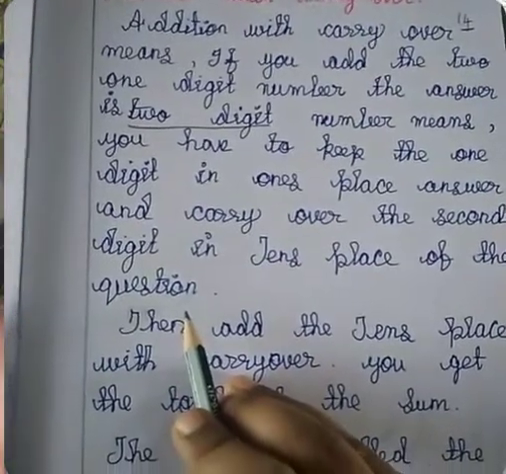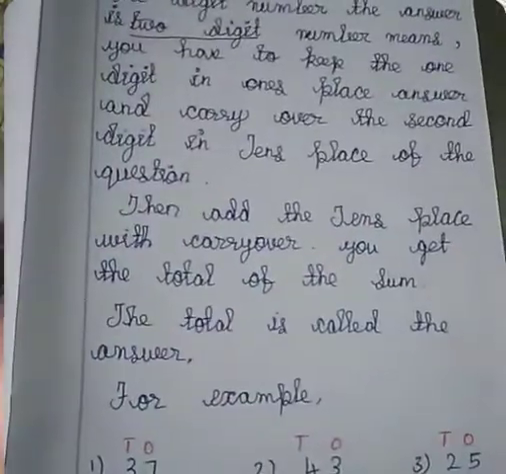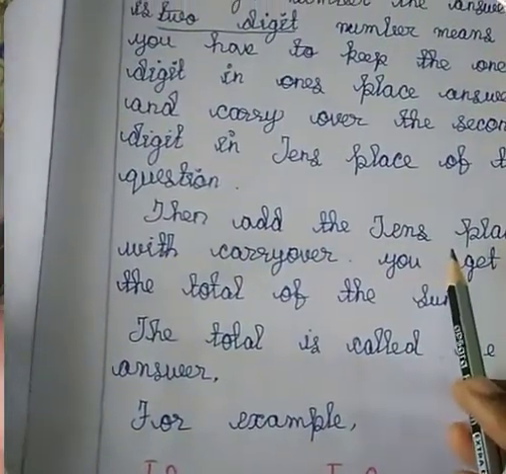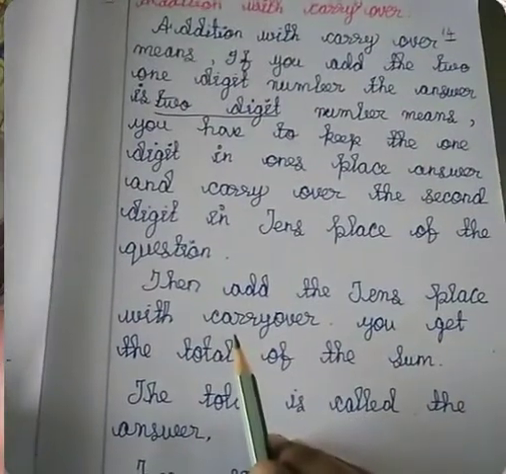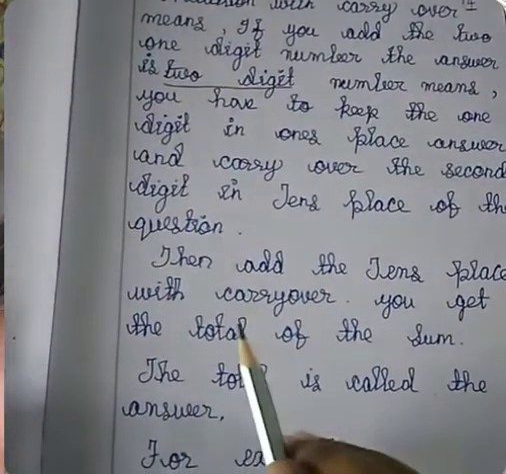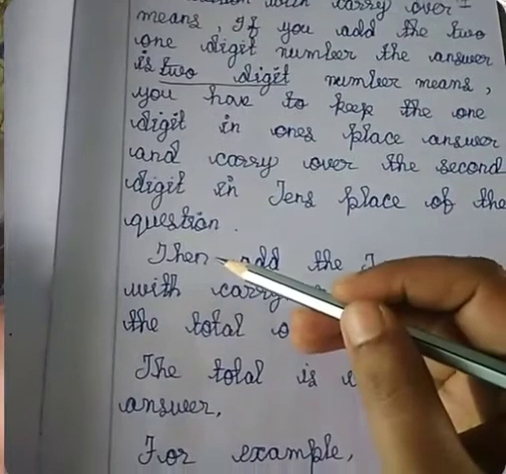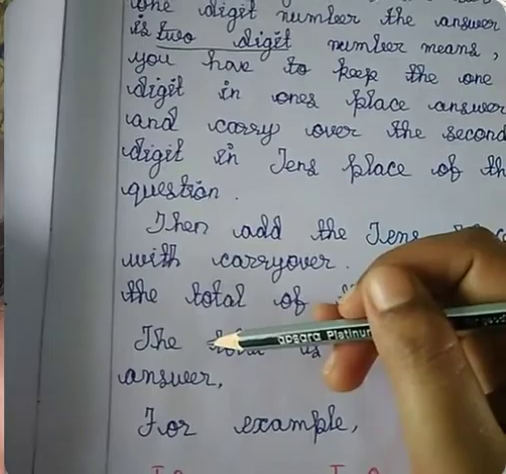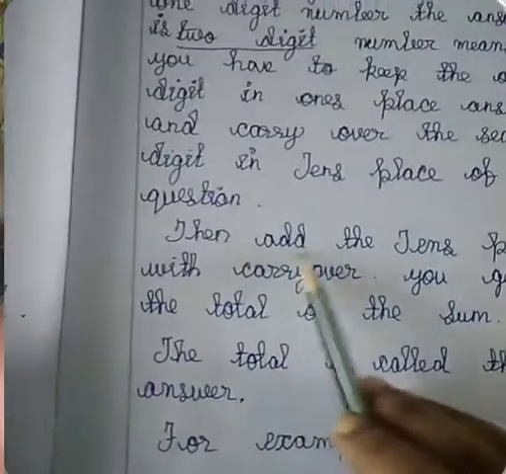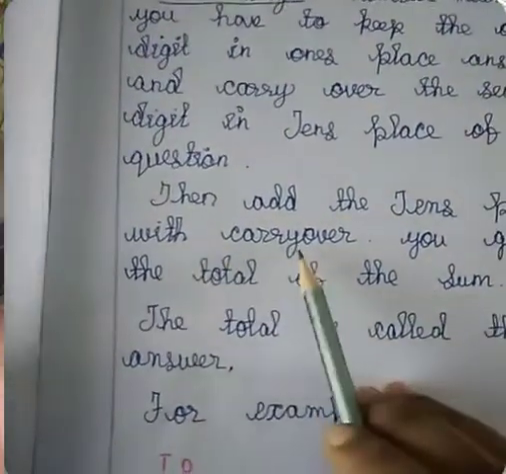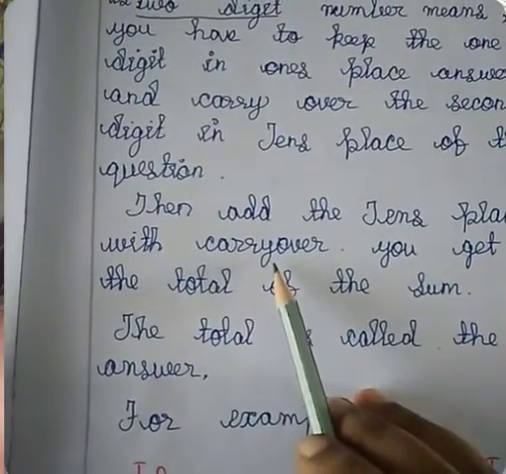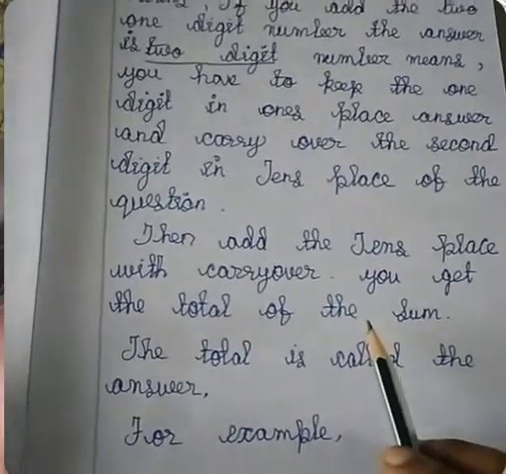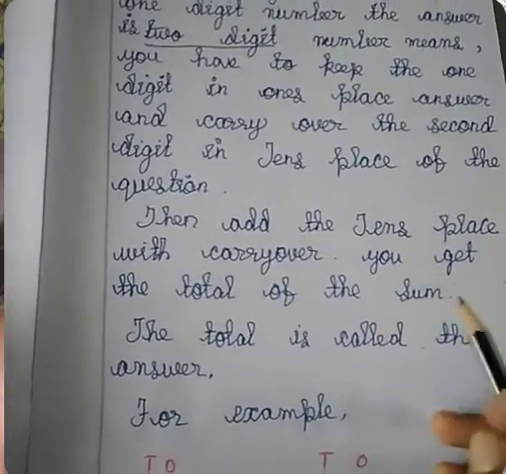If you see one example, you will be very clear about the carryover sums. Then add the tens place. If you carry over a number to the tens place, you keep the carryover in the tens place and add all of it. Add the tens place with the carryover number, and you get the total of the sum. That is called the answer.